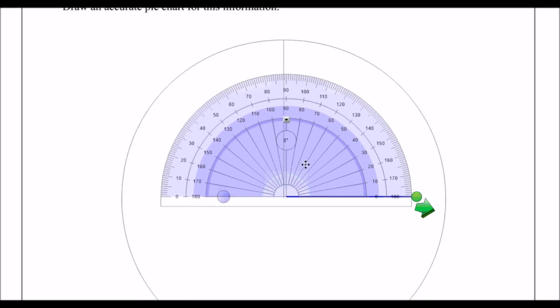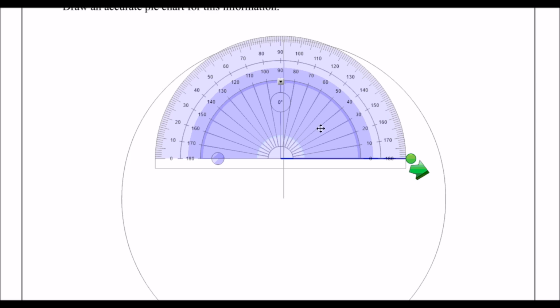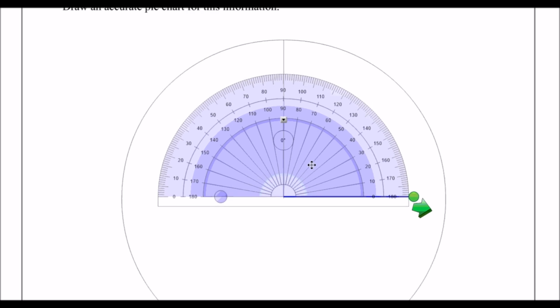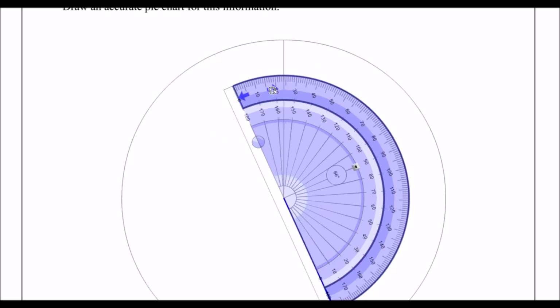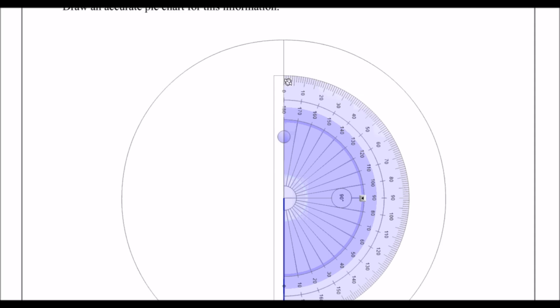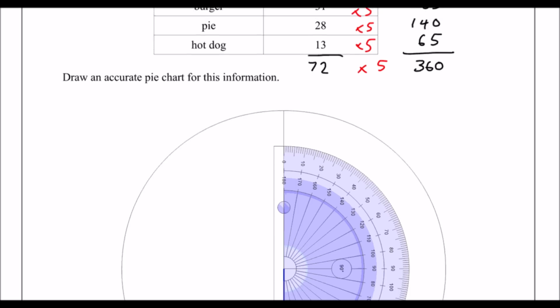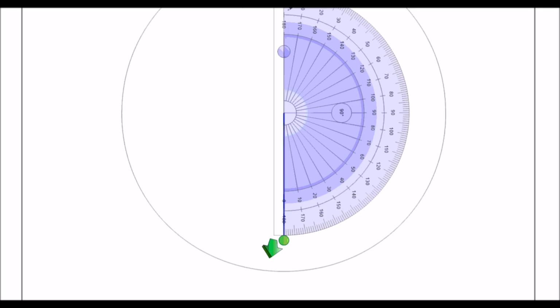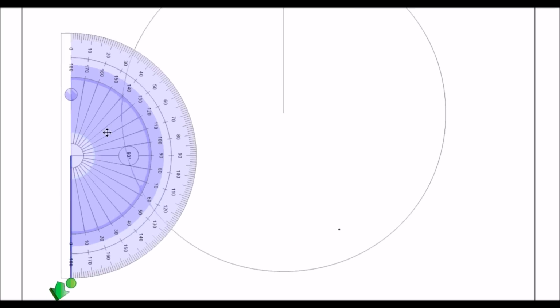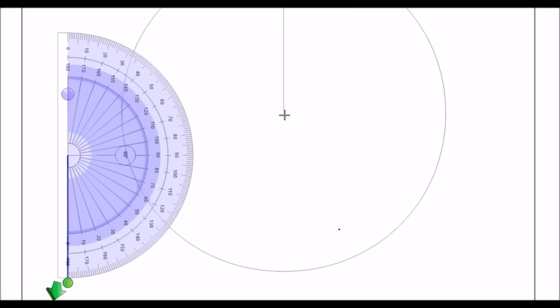So we line up the center of our protractor with the center of the circle. So line them up and then spin it around so 0 degrees is on the line, and then we're just going round 155 for the burgers. So from 0 round to 155, which is there, and then we'll just use the ruler to join up the center of the circle with 155 degrees. So there is our section for burger.